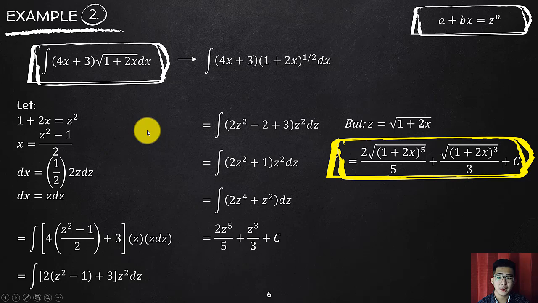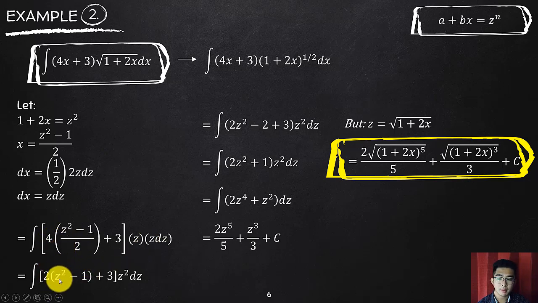So what is 1 plus 2x again? 1 plus 2x is equal to z squared, correct? So this becomes z squared. The square root of z squared is simply z, right? Simply z. And then dx is replaced with z dz. So the substitution is now complete because we've successfully replaced variable x and differential dx with z and dz. So it's just a process of simplification, and then we can now integrate. 4 over 2, that is simply 2.